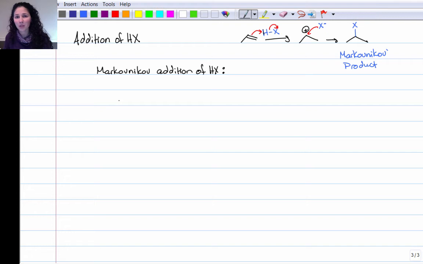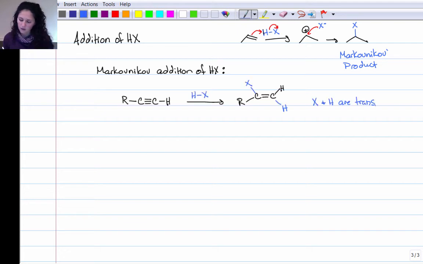The product depends on how much of the acid halide you add. If you add one equivalent, you can just simply add one equivalent and stop it there. So to add an acid halide across the triple bond in a Markovnikov fashion, all you have to do is add HX, and X and H end up being trans to each other. You can also add two equivalents, and if you do this, you will completely eliminate the pi bonds here, and your halogens will both add in a Markovnikov way, so they'll both be attached to the more substituted carbon.